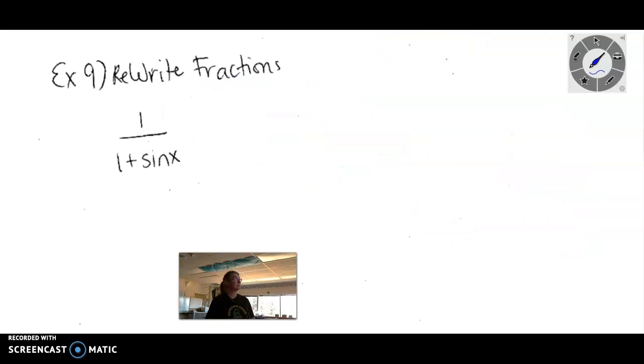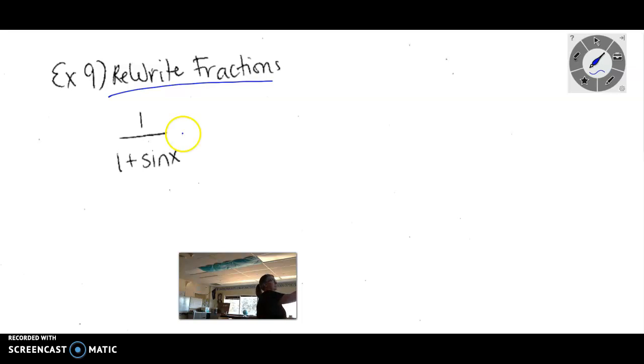Okay, and last but not least, this is another method. This is the last one for 5.1. We have a fraction, and I'm not adding it to another fraction or subtracting another fraction. What I want you to do in this problem is rewrite the fraction so it's no longer a fraction. That's another technique sometimes for when we're getting into solving trig equations.